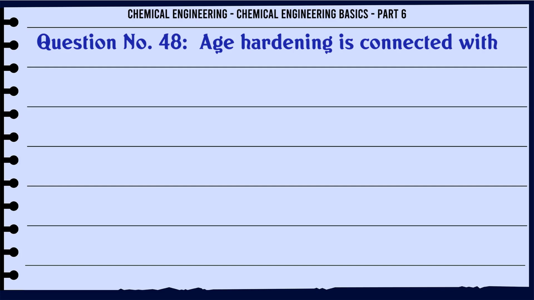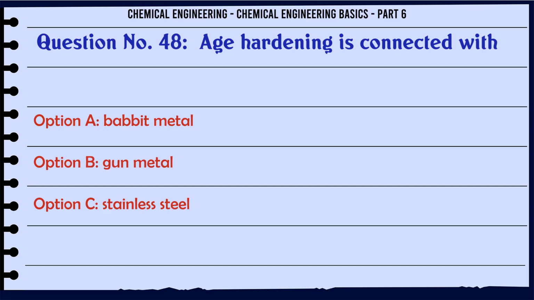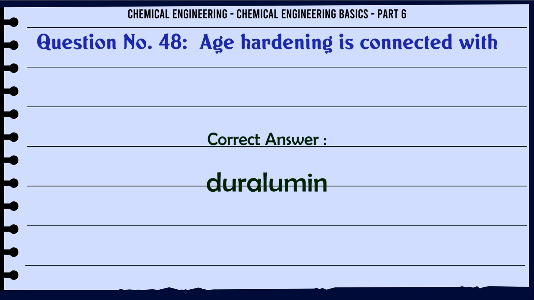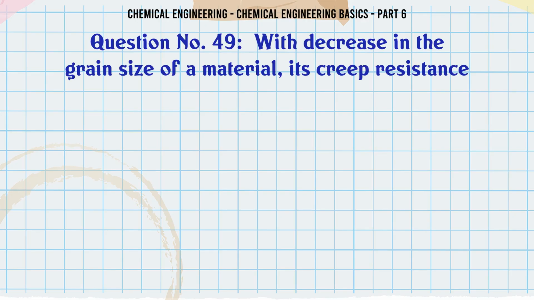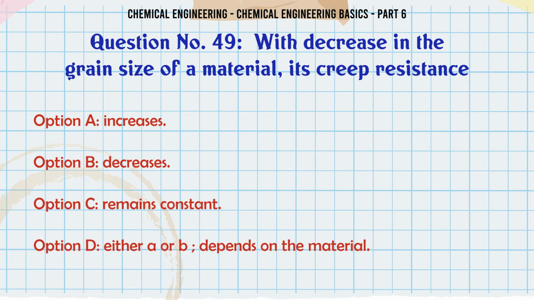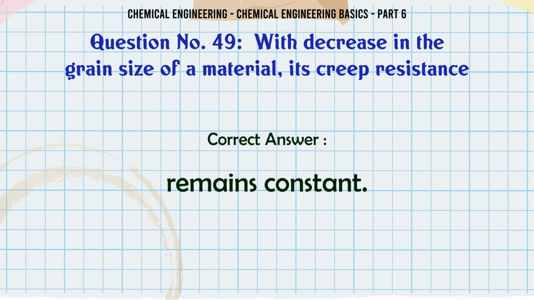Edge hardening is connected with A. Babbitt metal, B. gun metal, C. stainless steel, D. duralumin. The correct answer is duralumin. With decrease in the grain size of a material, its creep resistance A. increases, B. decreases, C. remains constant, D. either A or B depending on the material. The correct answer is remains constant.